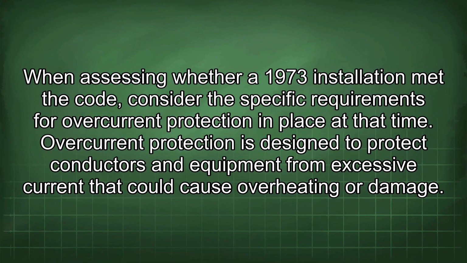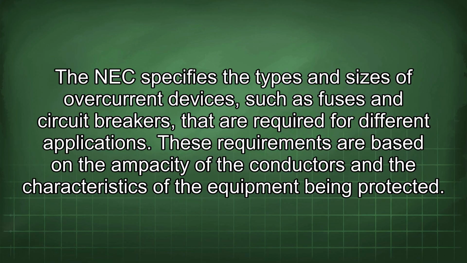Overcurrent protection is designed to protect conductors and equipment from excessive current that could cause overheating or damage. The NEC specifies the types and sizes of overcurrent devices, such as fuses and circuit breakers, that are required for different applications. These requirements are based on the ampacity of the conductors and the characteristics of the equipment being protected.